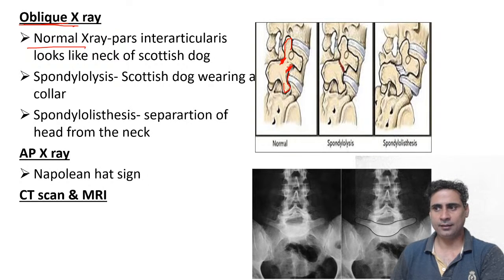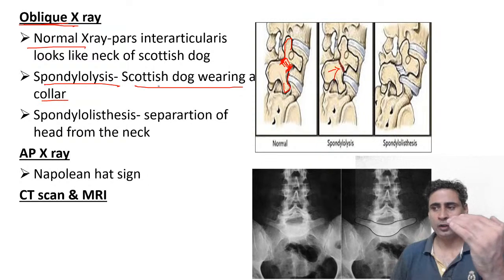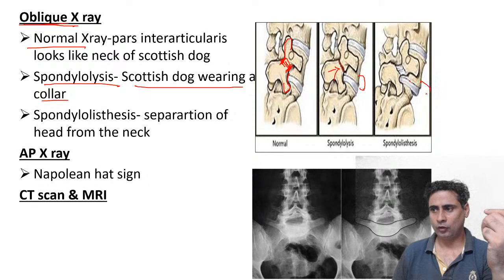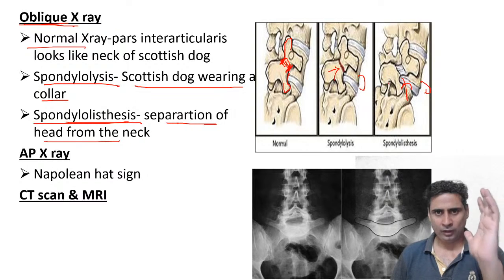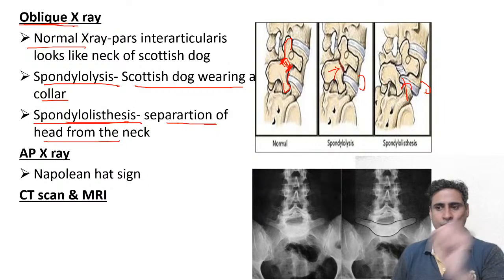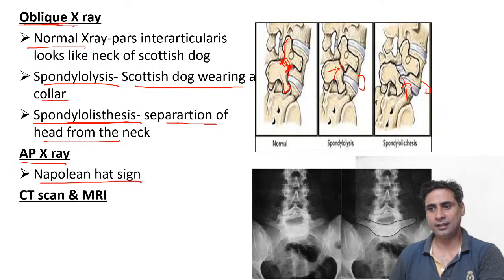If there is spondylolysis, that means a break in this area, it will look like a Scottish dog wearing a collar. If there is spondylolisthesis, this vertebra is slipping, so there will be a complete break in the neck. So a beheaded Scottish dog in spondylolisthesis, separation of head from neck. Just a break, Scottish dog wearing a collar. Spondylolisthesis, beheaded Scottish dog. On anterior-posterior X-ray, you will find this Napoleon hat sign.